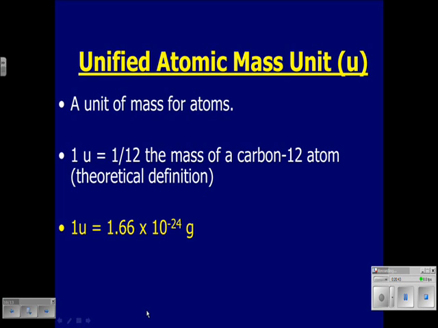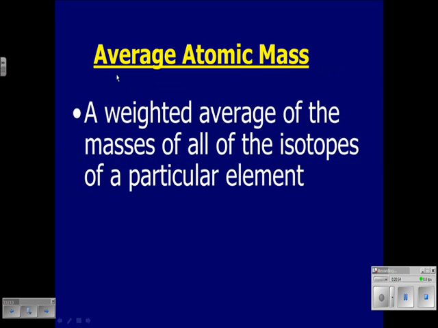And don't worry about that number. We may use it in the future. We're not going to use it right away, but it's just that protons and neutrons are not very heavy. They're quite light. So the average atomic mass is a weighted average of the masses of all the isotopes of a particular element.